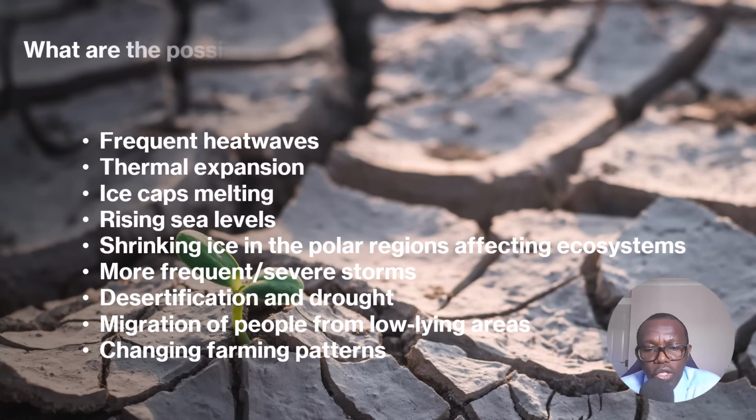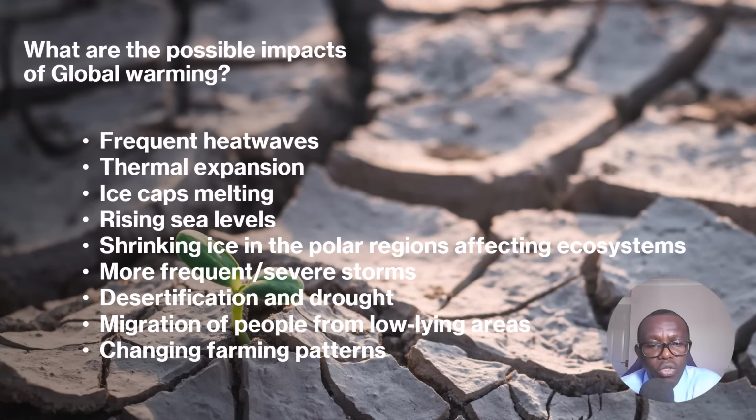So we'll briefly talk about the possible impacts of global warming. Now, one of the impacts is going to be frequent heat waves. As the temperatures rise, obviously, that is something that is likely to happen, and that has its own negative effects. Then we have thermal expansion. Thermal expansion basically means that as the seawater heats up, it's going to expand, and that is likely to cause the sea levels to rise as well.